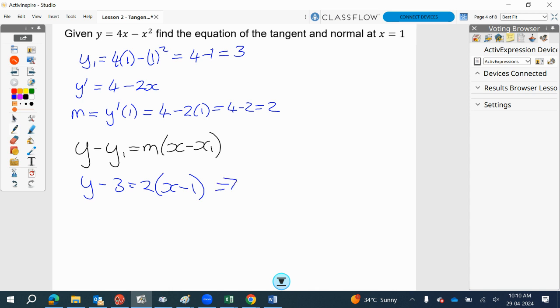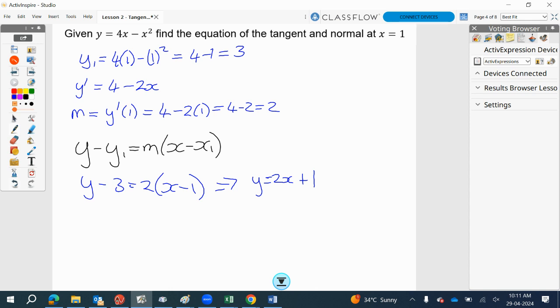If you expand this, we're going to get 2x minus 2 and then add 3 to it. So y equals 2x minus 2 plus 3, so plus 1. If you want to do ax plus b, often it asks for it in general form, which is ax plus by plus d equals 0. We'll do a question like that one in a minute.